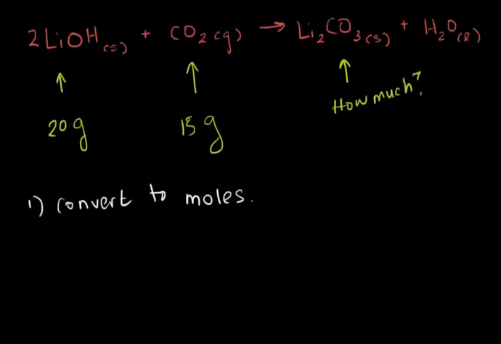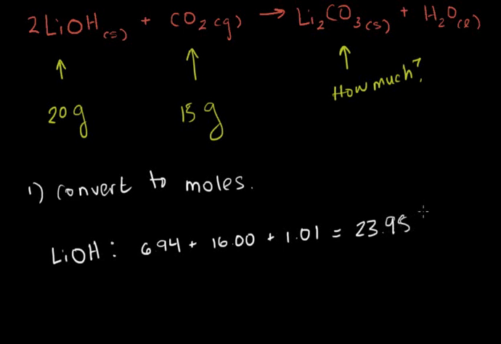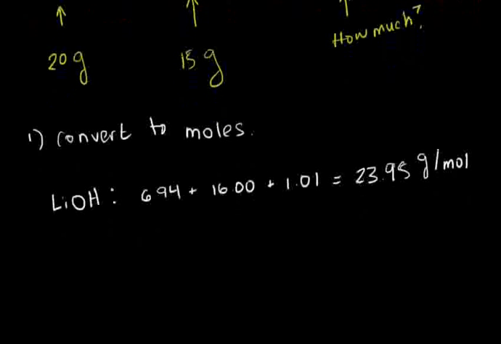And to do that, we're going to need to figure out the molar mass, as we've done in previous videos, of our 2 reactants. Lithium hydroxide, we're just going to add the molar mass of lithium, which is 6.94, plus the molar mass of oxygen, 16.00, hydrogen 1.01, and we're going to get the molar mass of lithium hydroxide is roughly 23.95 grams per mole.